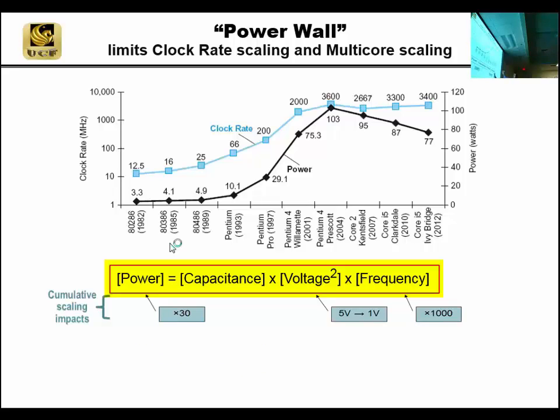So if you look over this period of time, from the 286 up to present, we've had the voltage decrease from 5 volts to 1 volt. 5 volts is TTL, which stands for transistor-transistor logic. A lot of interfacing circuits still use TTL signaling.